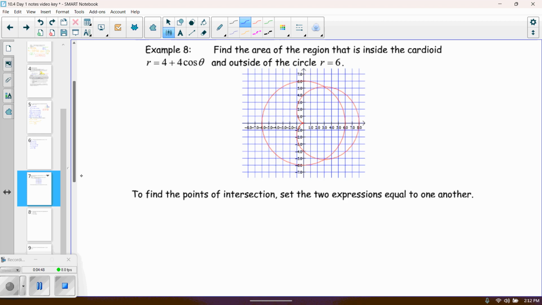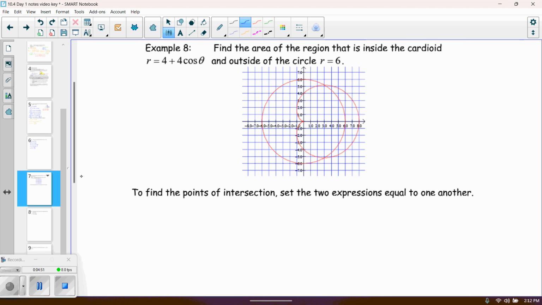We want to find the area of the region that's inside the cardioid r equals 4 plus 4 cosine of theta. You can see that's the one that's kind of got the little heart shape. And then outside of the circle, r equals 6. That's just literally a circle with a radius of 6 centered at the origin. And you can hopefully see both of those on the graph.